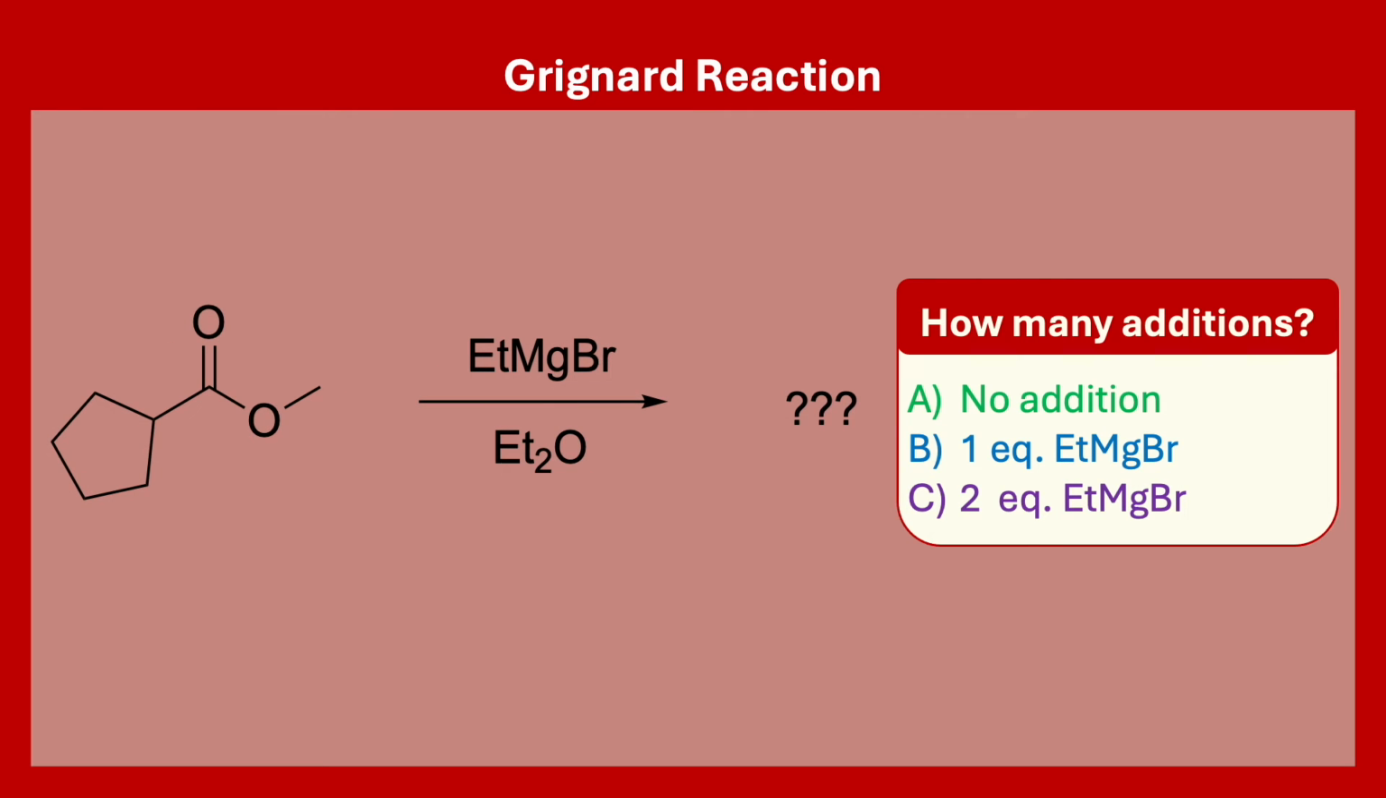What would occur if the hydroxy group was replaced with a methyl group to form an ester? Would there be no addition by the Grignard, the addition of one ethyl group, or the addition of two ethyl groups?